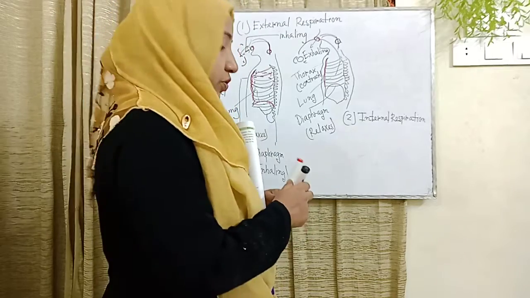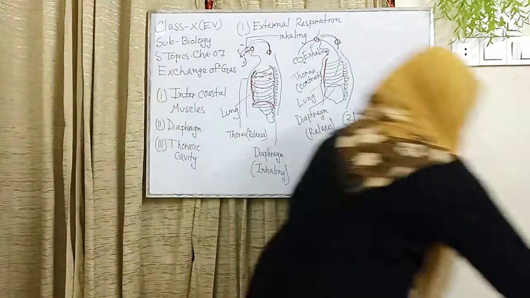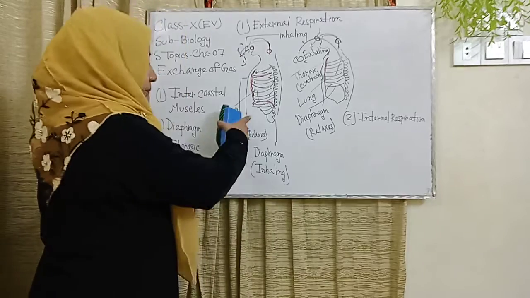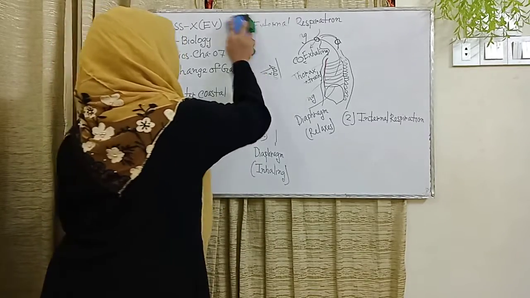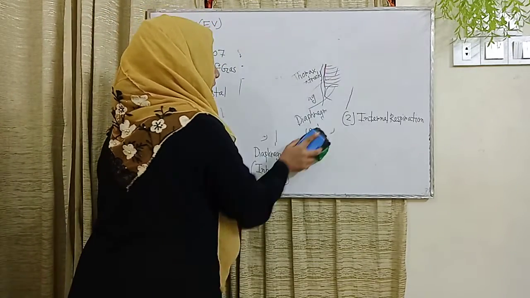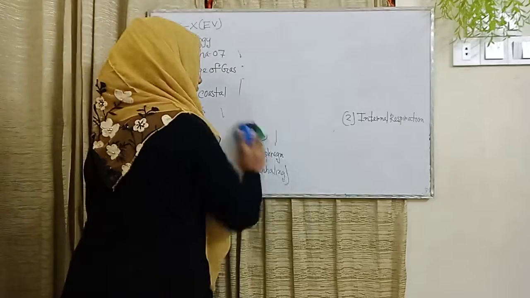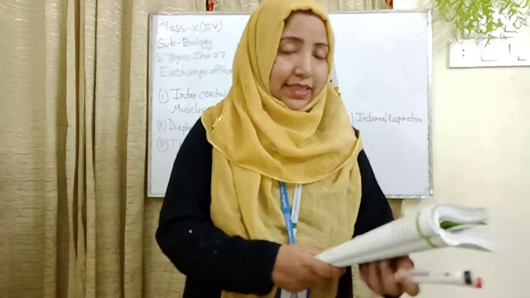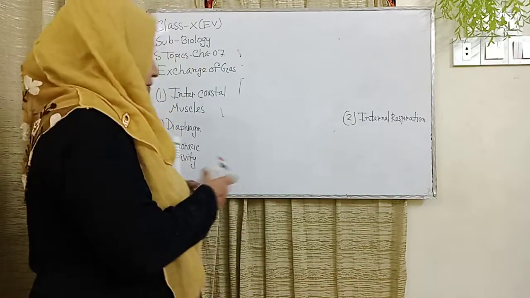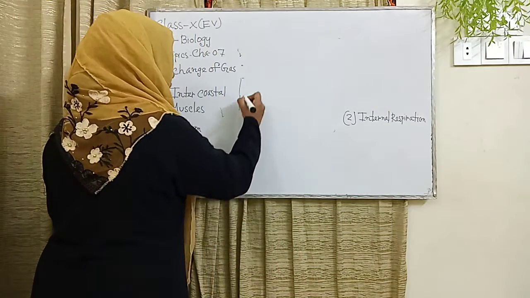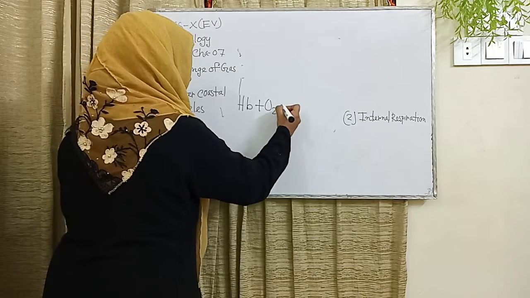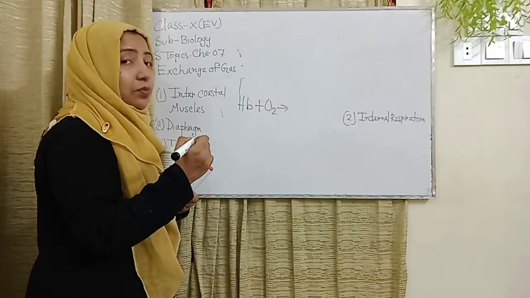Here I also see the oxyhemoglobin. How can they form the oxyhemoglobin? I just erase this structure of the external respiration. Now I also explain the internal respiration. Here the first structure is absorption of oxygen. The first structure is hemoglobin, then oxygen is added, then it is called the oxyhemoglobin.